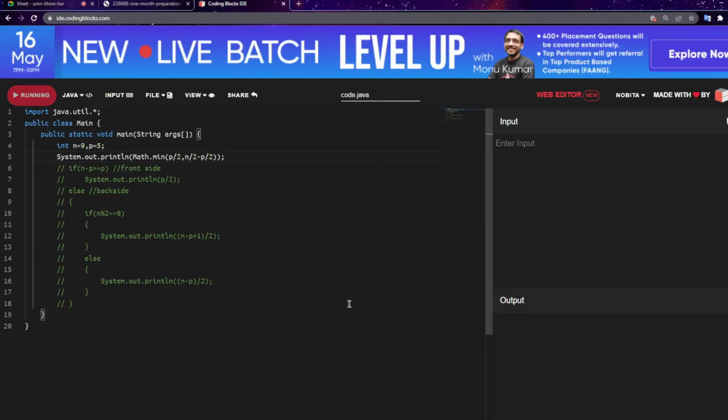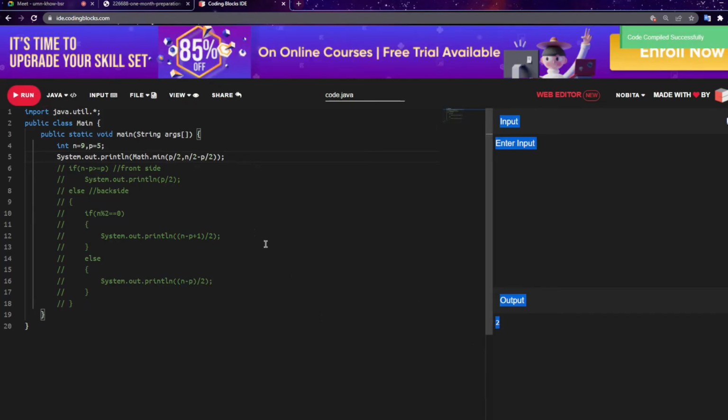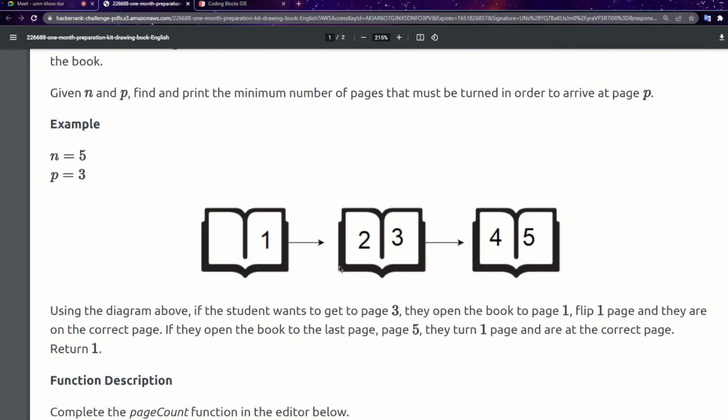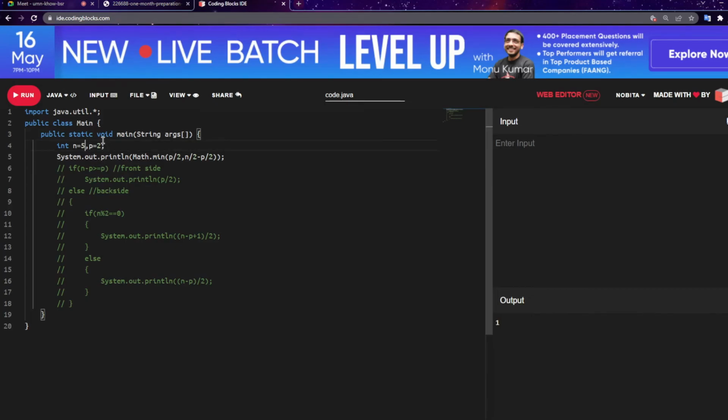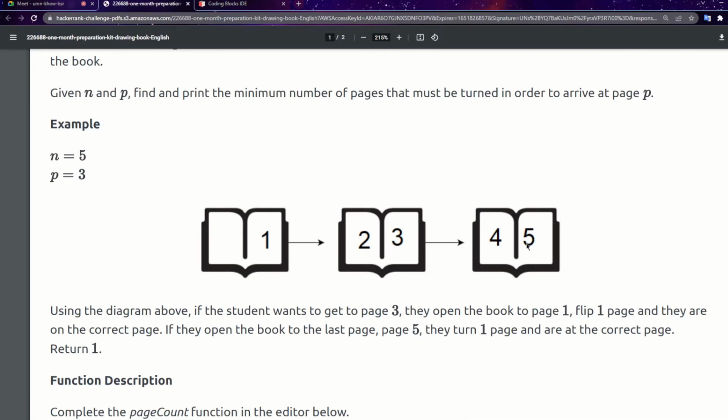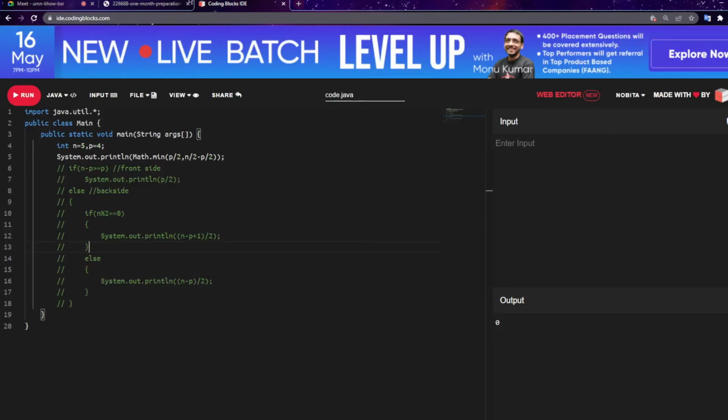Let's see for 9 and 5. Which is getting 2. Suppose if I take 6 and 2, we should get a 1, right? Yeah, which is 1, right? So as we can see, 6 pages is there in total. We need to find the second page. So we will flip only one page. We will get the second page here. Suppose if I take 5 and 4, then if I calculate for both of them, it should give the answer as 0, because pages 5 and 4 are on the same paper, like the same side.